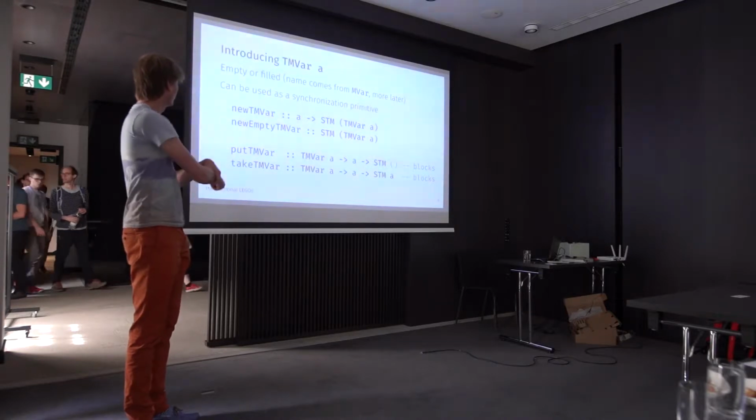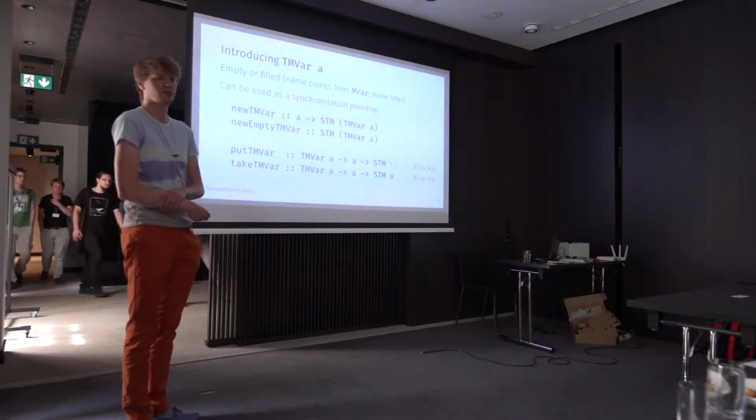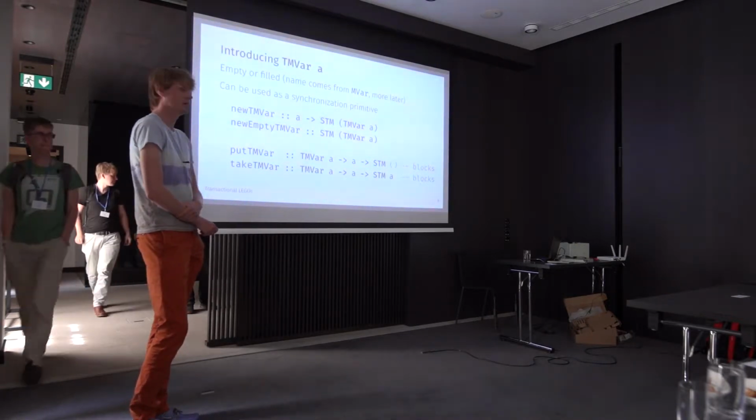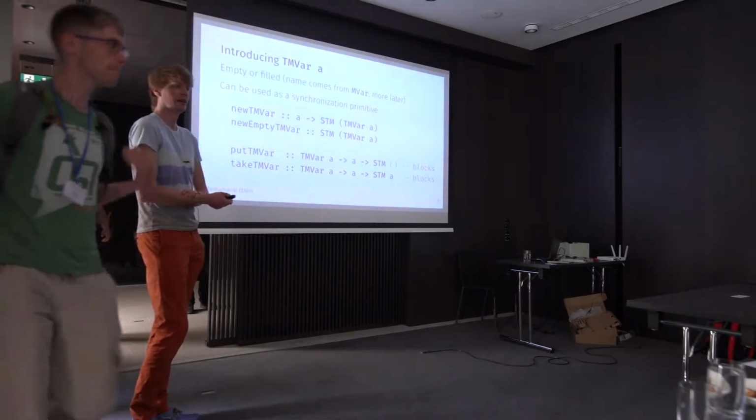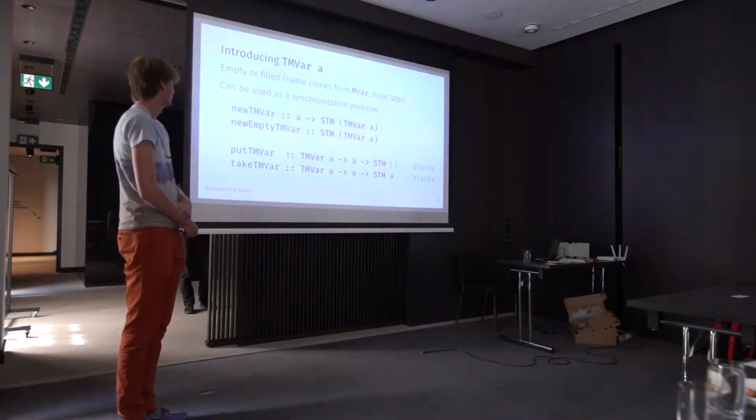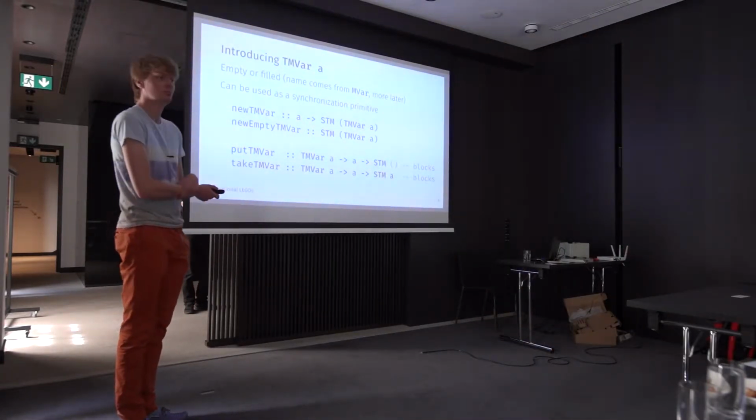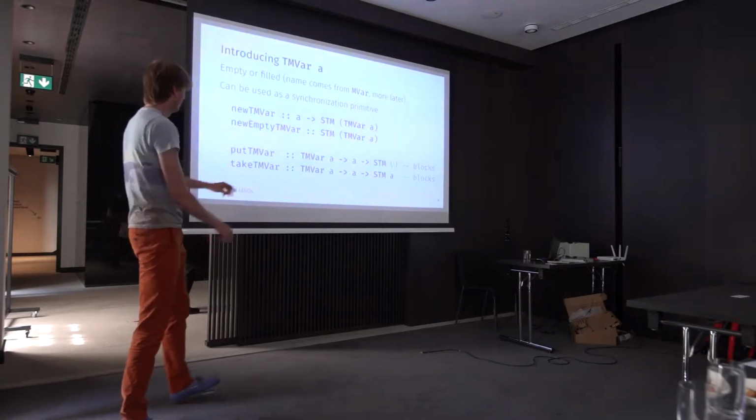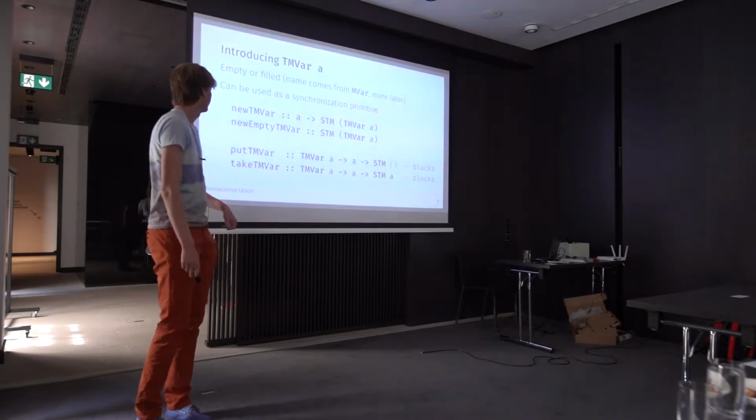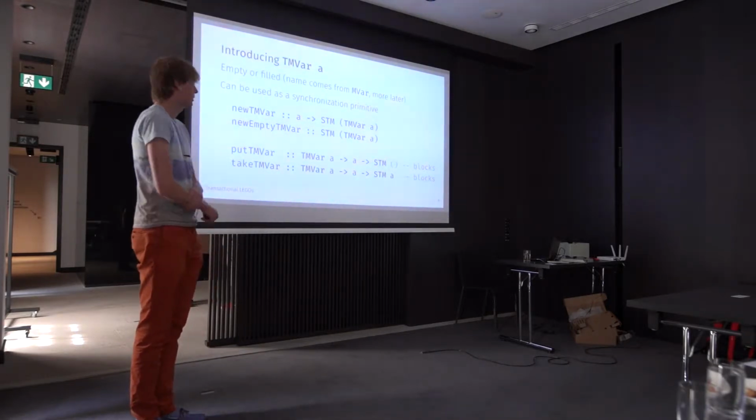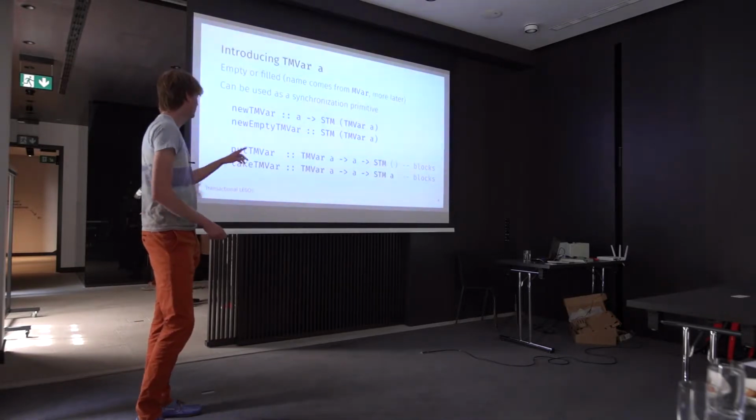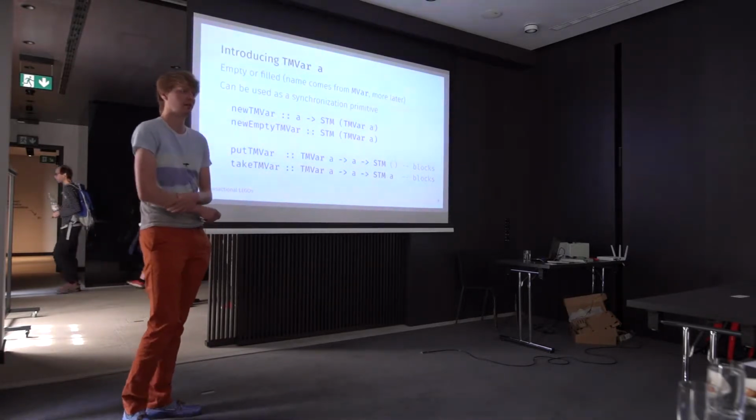And this is the API. It's not the entire API. There's some other convenience functions, but these are the ones we'll look at. We can create new TMVars. We can create new and provide an argument with which they are filled. We can create new empty TMVars, and we can put and take on a TMVar.